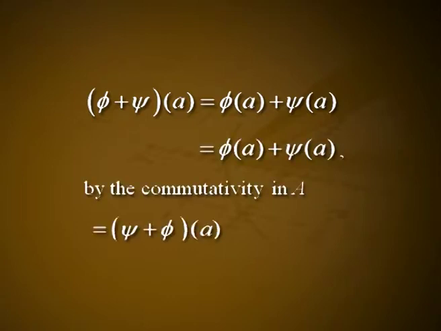2. (phi plus psi)(a) is equal to phi(a) plus psi(a), which is equal to psi(a) plus phi(a) by the commutativity in A, which is equal to (psi plus phi)(a). Hence, phi plus psi equals psi plus phi, and the addition in hom A is commutative.